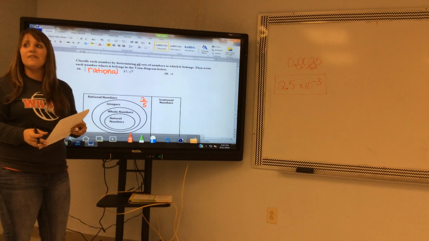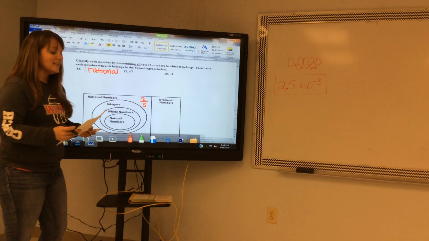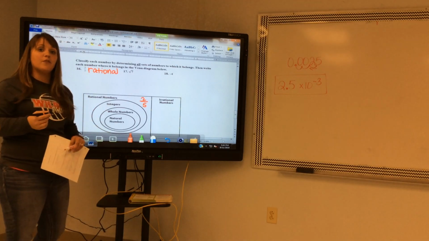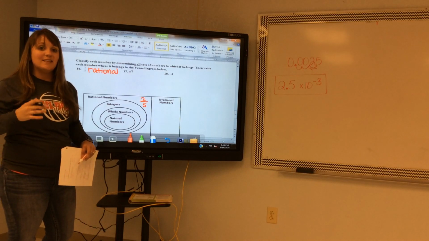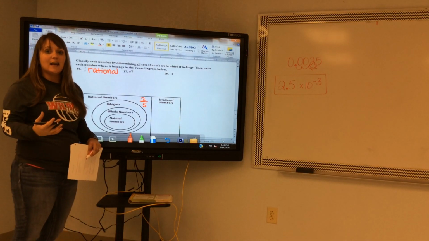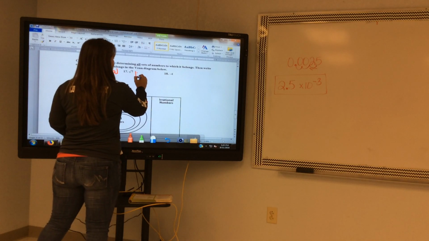The square root of 7. The square root of 7 is an irrational number because it is not a perfect square. So when I plug it in, it gives me some crazy decimal that doesn't repeat. It doesn't make sense. I can't decide what should happen next. So I know that it is irrational.